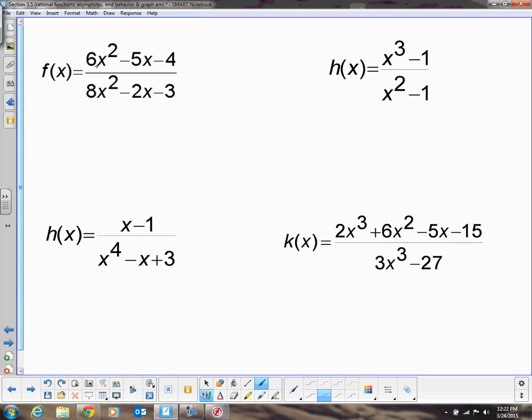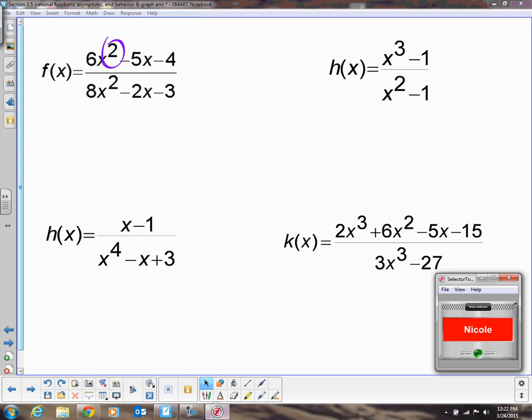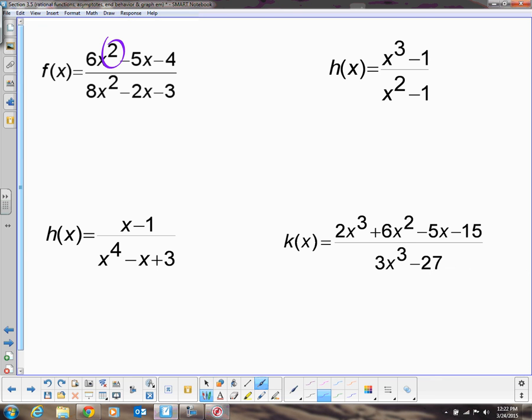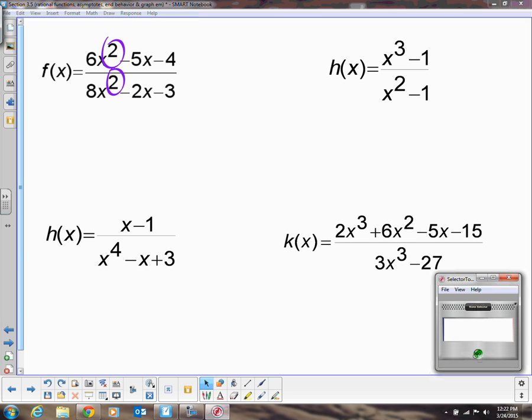The degree of the numerator is 2. I need to know the degree of the denominator, and the degree of the denominator, Shalisa, is 2. So then you're going to look at your little notes, and you're going to say, what is the relationship between those two degrees? Oh, Toby's not here. Angie? They're the same. So when they are the same, what is going to be our horizontal asymptote?